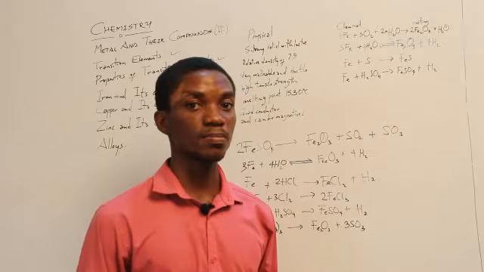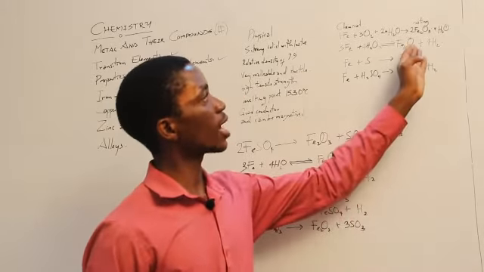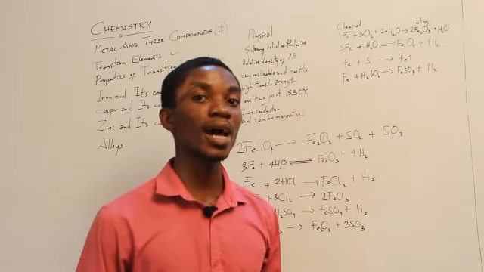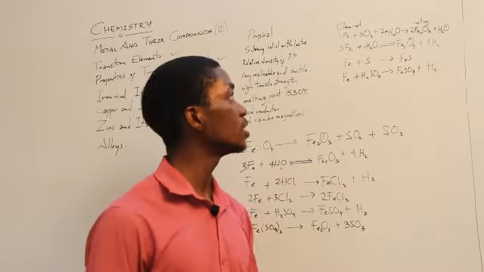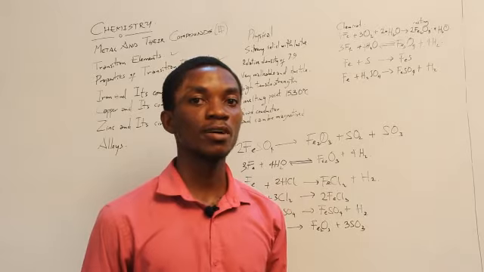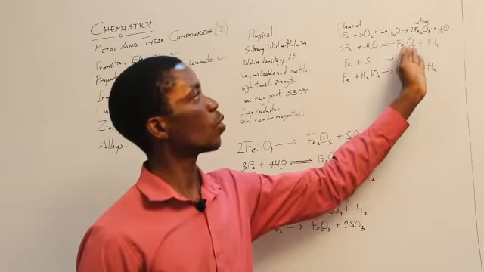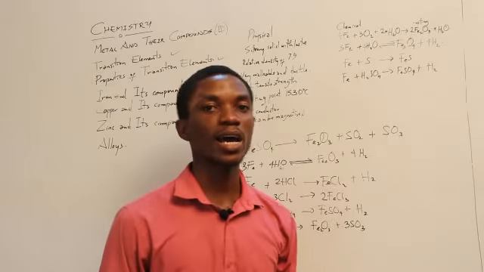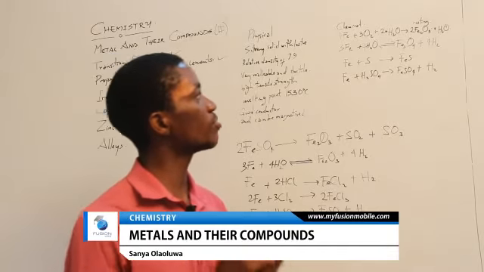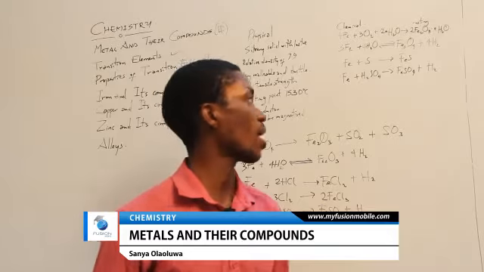Iron reacts with steam. Red hot iron reacts with steam, and it produces iron(II) diiron(III) oxide, Fe3O4. Now this particular oxide formation is also a reversible reaction, so it can go either way, forward or backward.